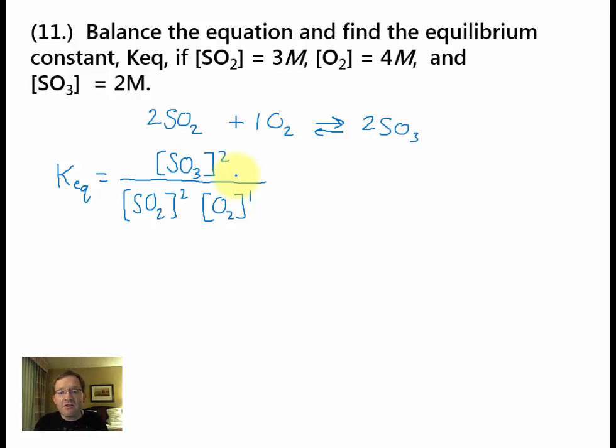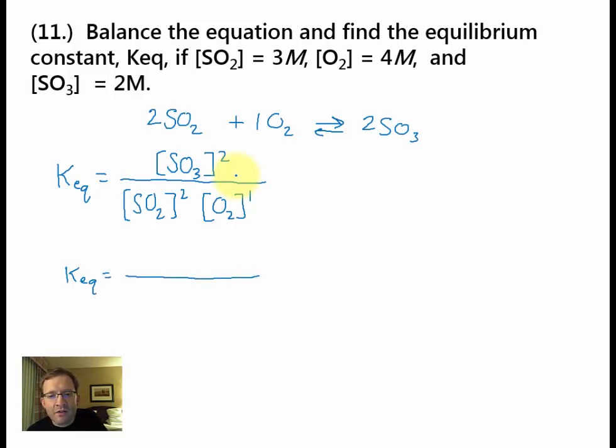Now, let's do the actual calculation. Let's put the values in that we know. In this case, we're being asked to find KEQ. So that'll still be our unknown. That'll be our X, if you will. And so I'm going to write it just down here. It's KEQ equals, and then let's put in what we know. Do we know the SO3?